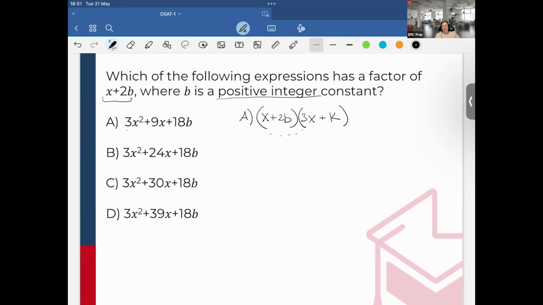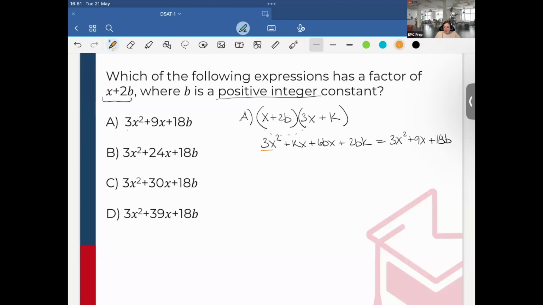Okay, so first let's expand this. When I expand, I would get 3x squared plus kx plus 6bx, and then plus 2bk. Okay, I remember this would all be equal to my expression in answer choice A.